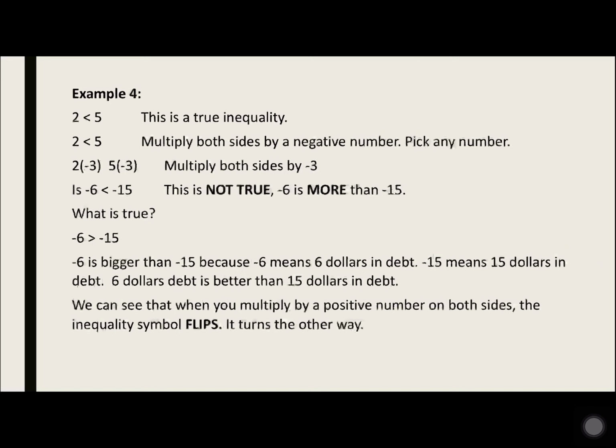What is true? Negative 6 is greater than negative 15. Negative 6 is bigger because negative 6 means $6 in debt. Negative 15 means $15 in debt. $6 in debt is better than $15 in debt. We can see that when you multiply by a negative number on both sides, the inequality flips. It turns the other way.